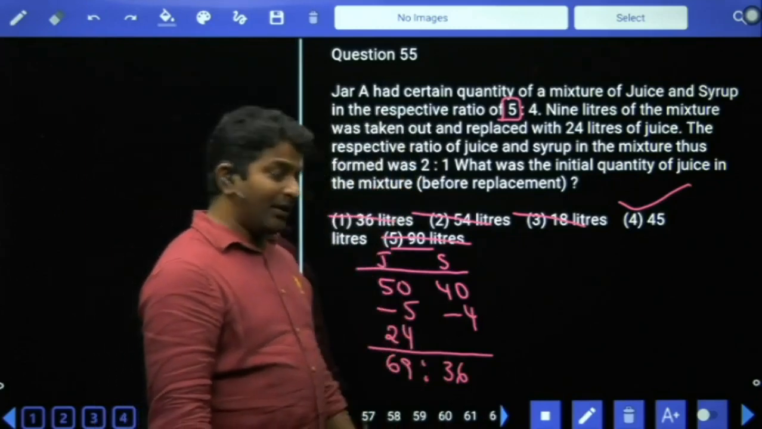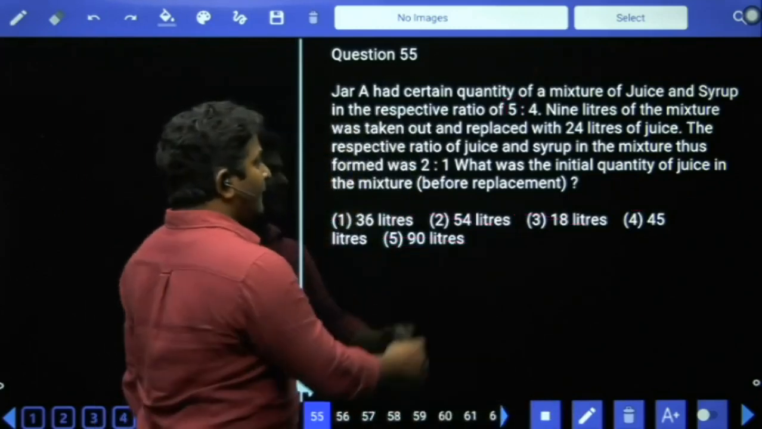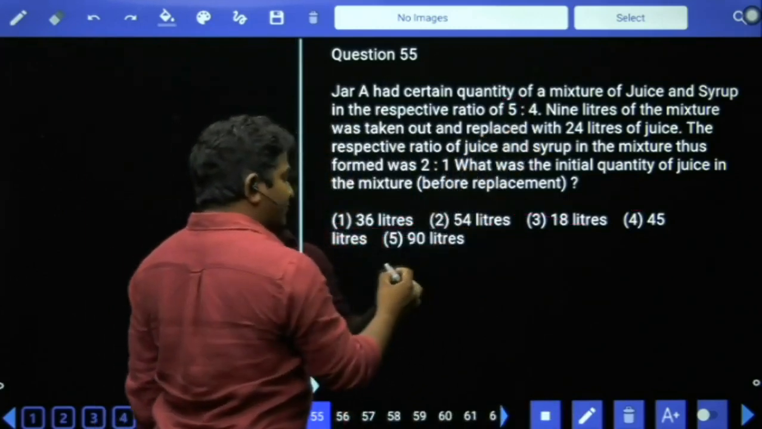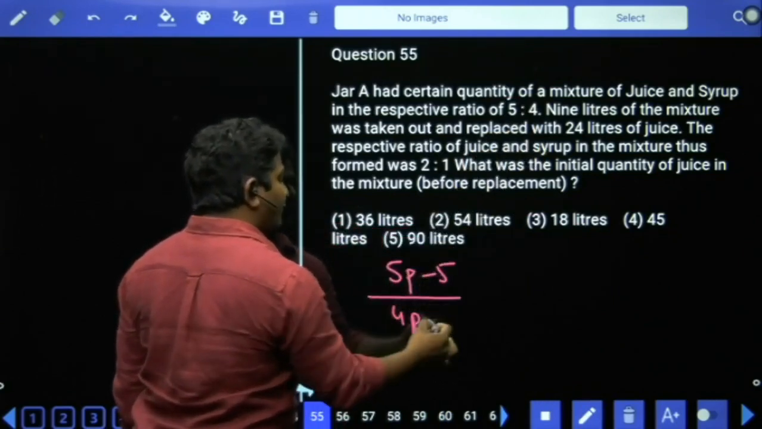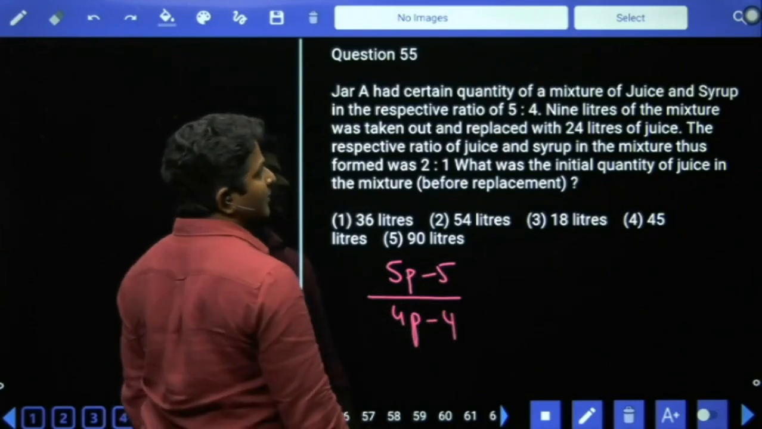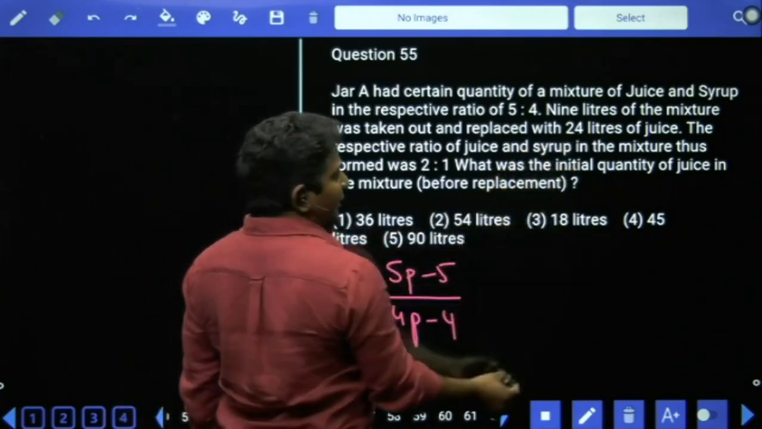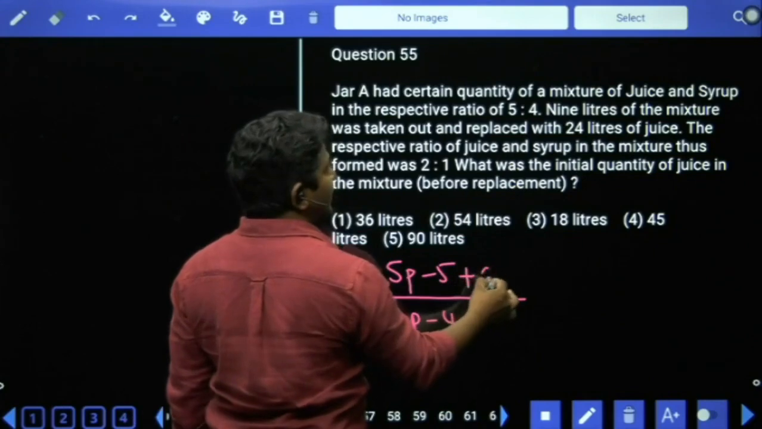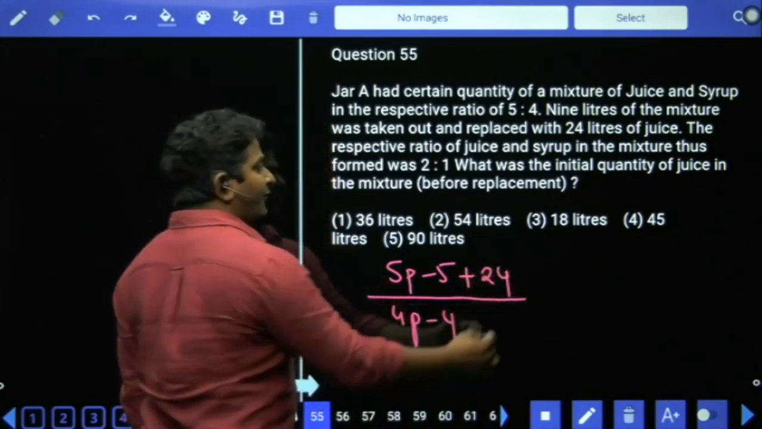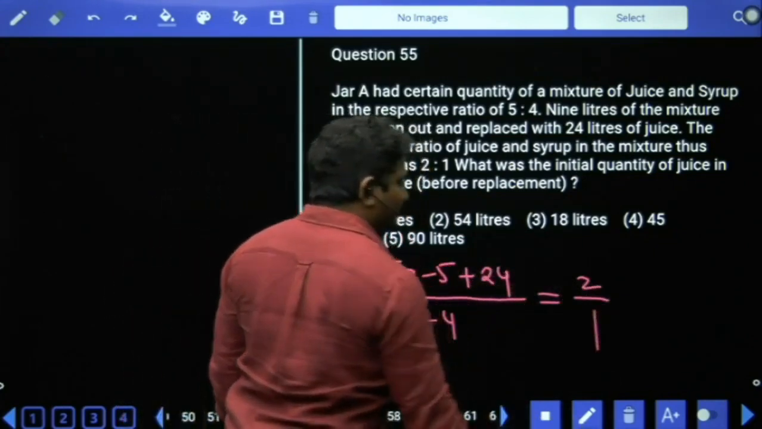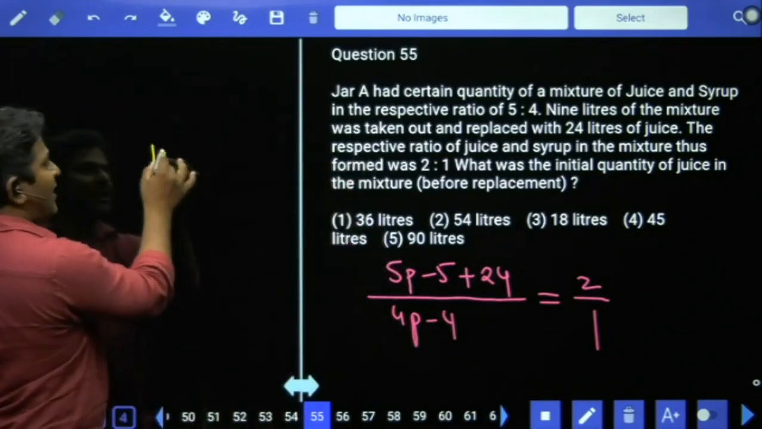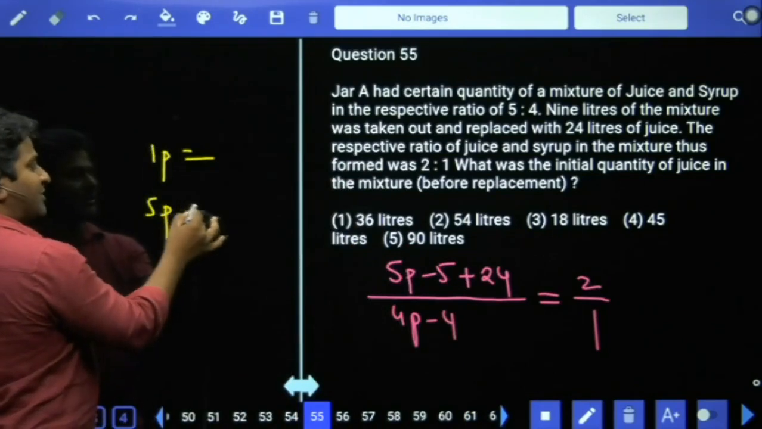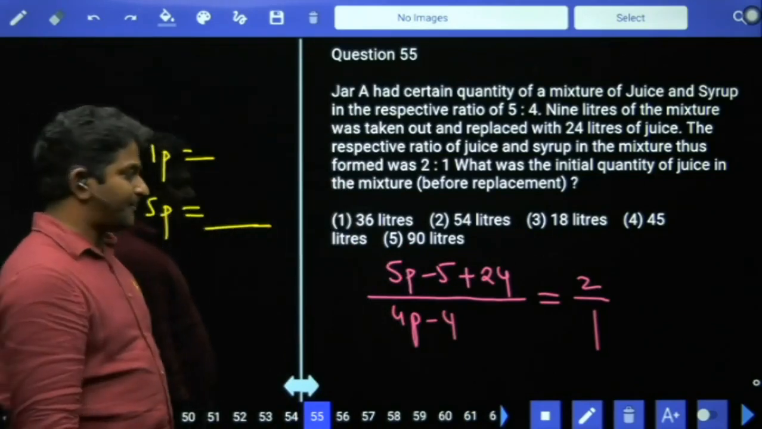This is one way. The other way is: 5 parts and 4 parts we have. 5 liters of juice taken out, 4 liters of syrup taken out, and replaced with 24 liters of juice. To this 24 liters added, and finally the ratio becomes 2:1. You need to go for cross multiplication, get the value of 1 part, and after that get 5 parts value, and this will be your final answer.